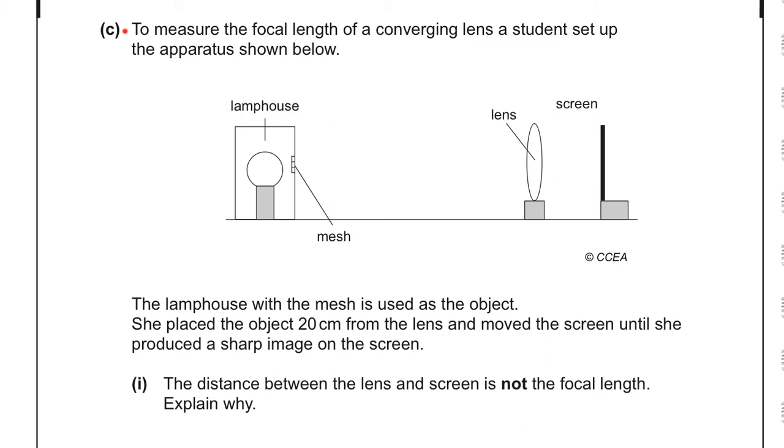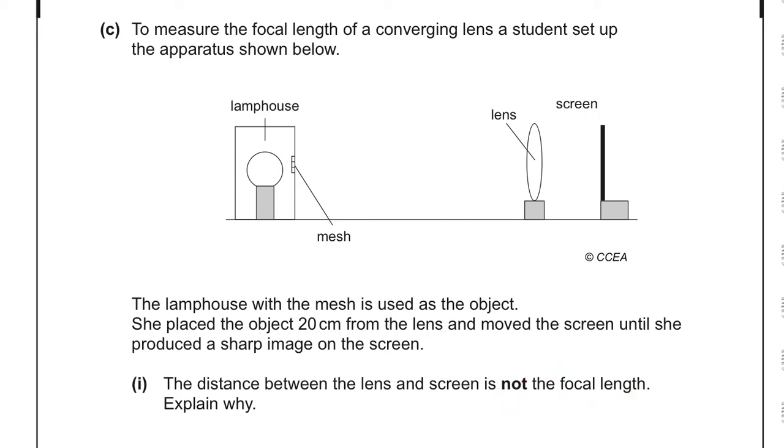Part C. To measure the focal length of a converging lens, the students set up the apparatus shown below. And you can see we have a lamp house, and a lens, and a screen. The lamp house with mesh is used as the object. She placed the object 20 centimeters from the lens and moved the screen until it produced a sharp image on the screen. The distance between the lens and the screen is not the focal length.